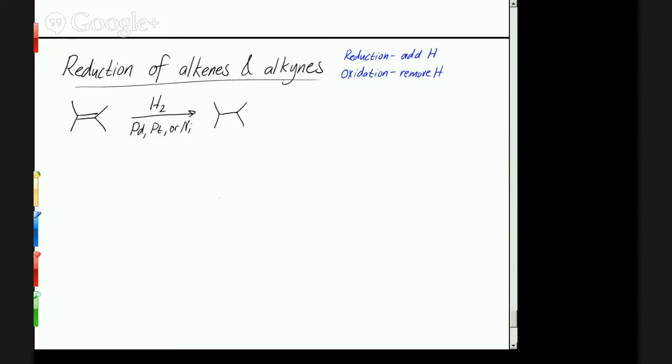If we think about what's really happening here, this molecule's formula is what? 1, 2, 3, 4, 5, 6, C6H12. And this molecule is C6H14. So we've added 2 hydrogens, and we call that reduction. You see where those 2 hydrogens went? They went on each carbon from the double bond.